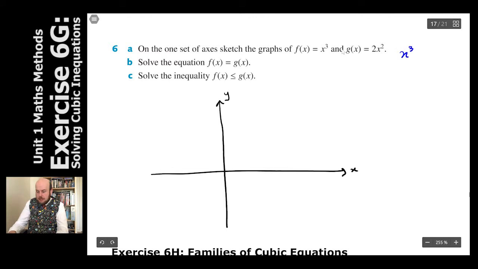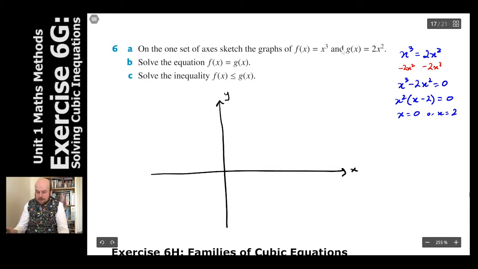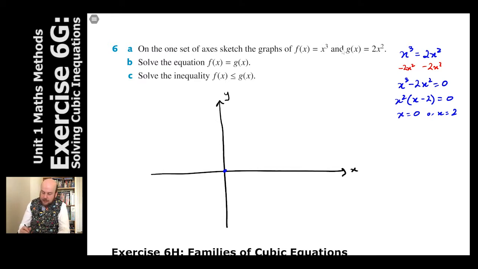So we'll do x cubed equals 2x squared. Remember, we don't want to cancel out x's here. We want to go minus 2x squared on both sides and get x cubed minus 2x squared is equal to 0. Take a common factor out of x squared, x minus 2 equals 0, and get x equals 0 or x equals 2. So that's where they intersect. So I know at the origin, at 0, 0, and when x equals 2, they will both intersect. So what I'm going to do is also, just for a point of reference, add a point of ref.